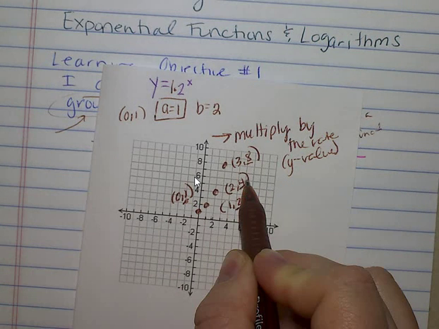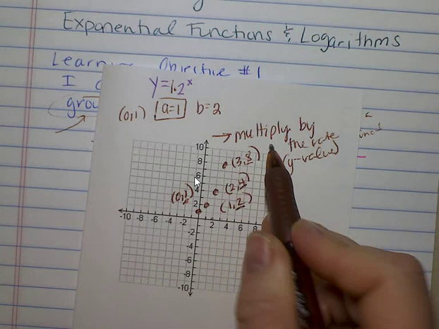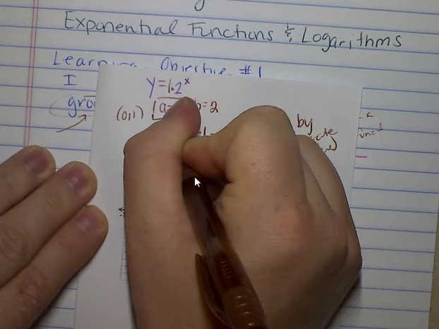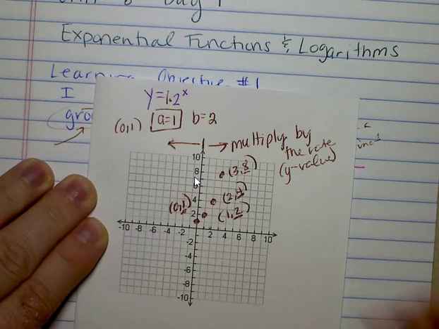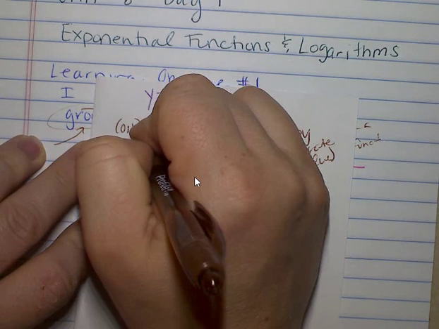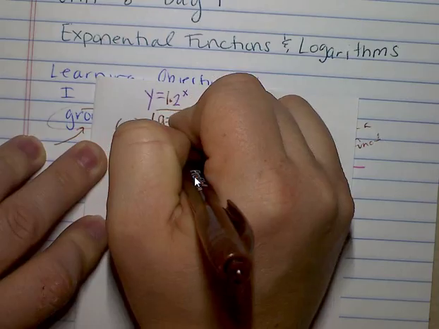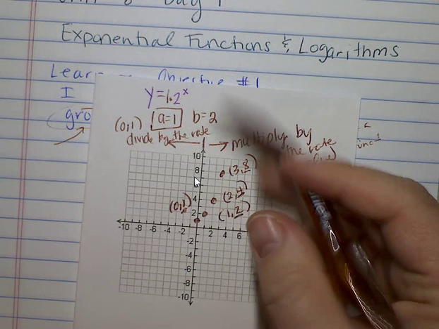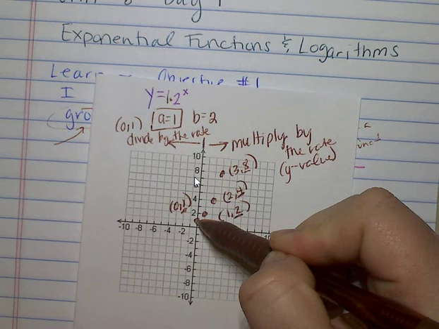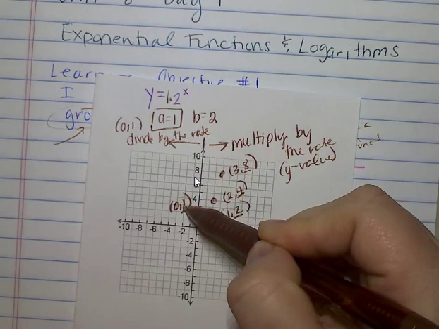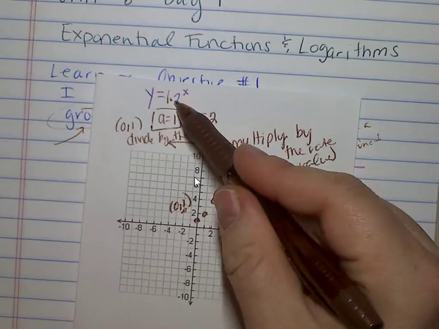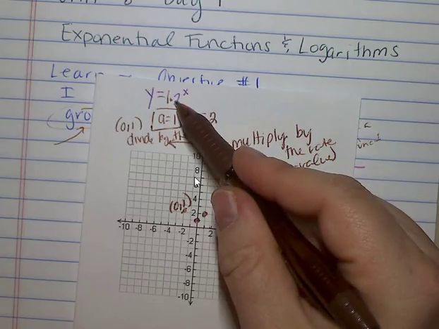Now when I go to the left of the y-axis, I'm going to divide by the rate. So here's the 1, right? This is (0, 1). I'm only focusing on the y value. Take 1 and divide it by the rate. 1 divided by 2 is 1/2 or 0.5. So go over 1 and up 0.5.